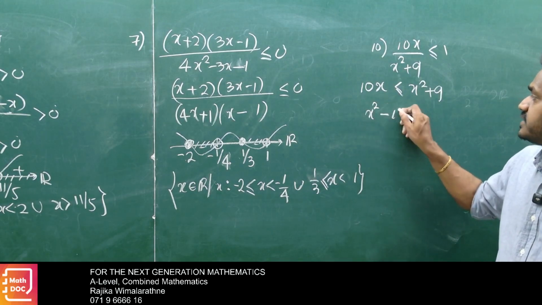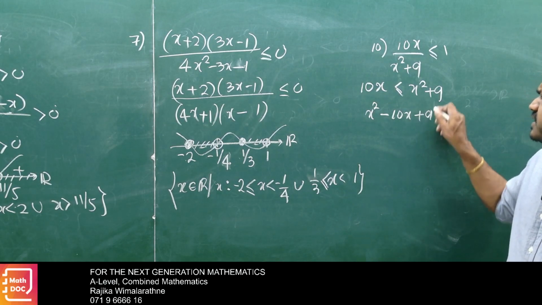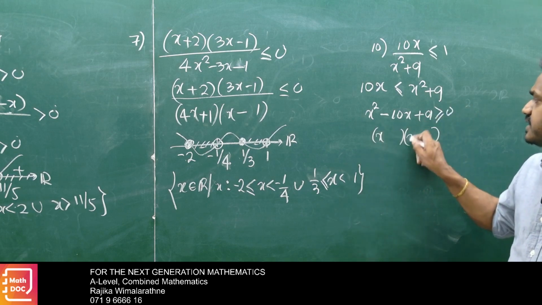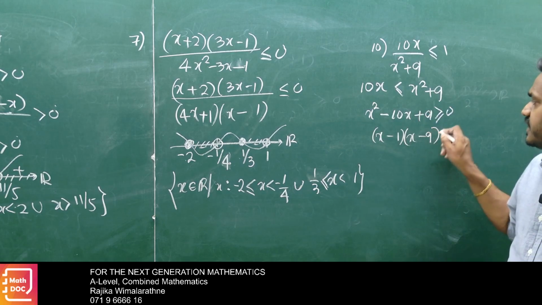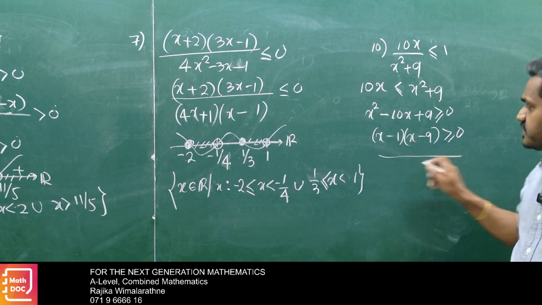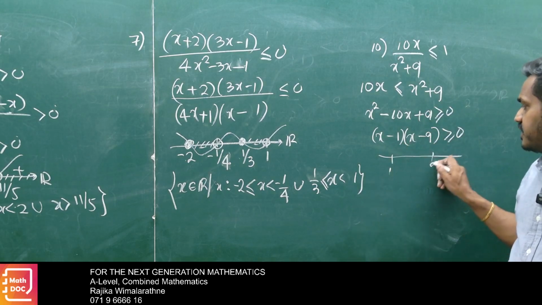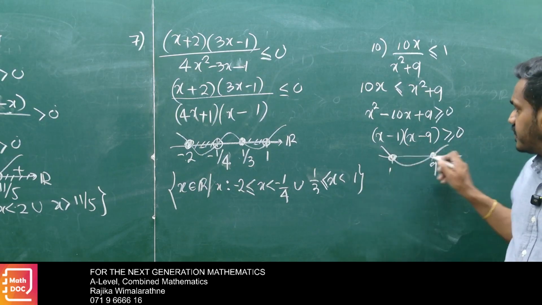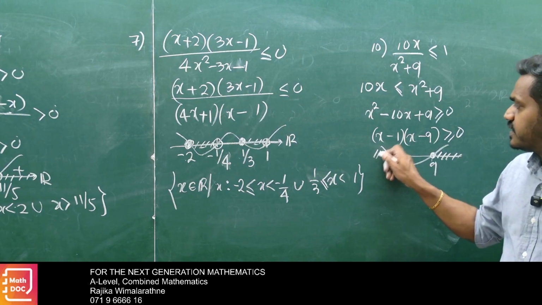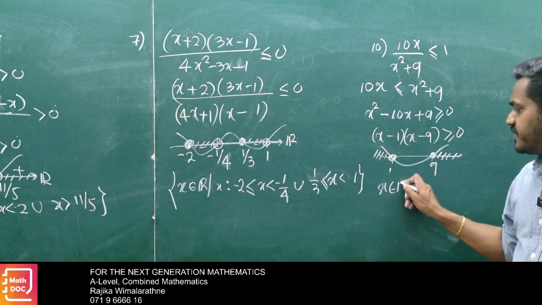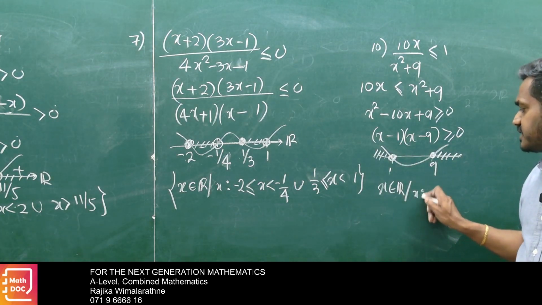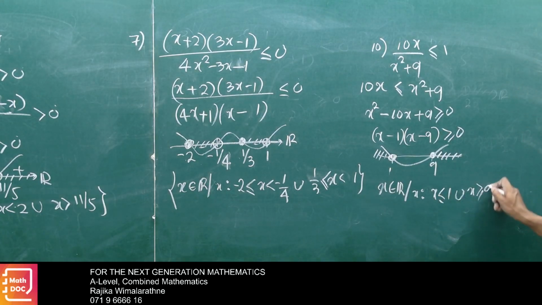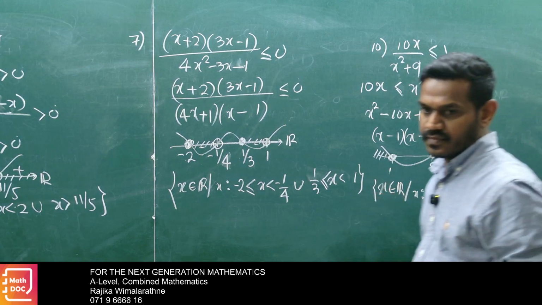Then x squared minus 10x plus 9 is greater than or equal to 0. Factorize: 1 and 9, minus minus. So we have just a polynomial inequality. Then here the positive region: x is an element of the real set such that x is less than or equal to 1 union x is greater than or equal to 9. Okay, continue.